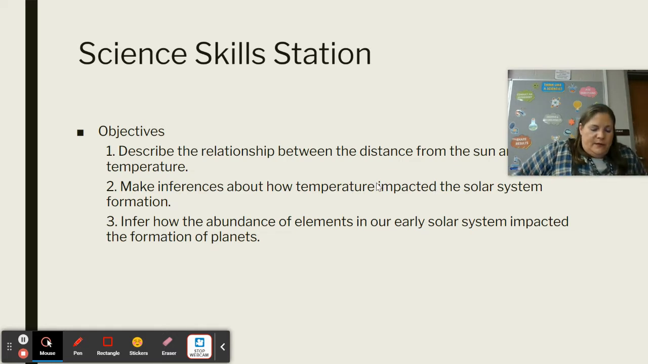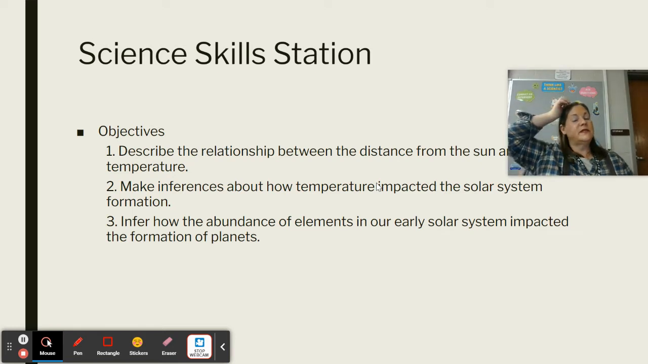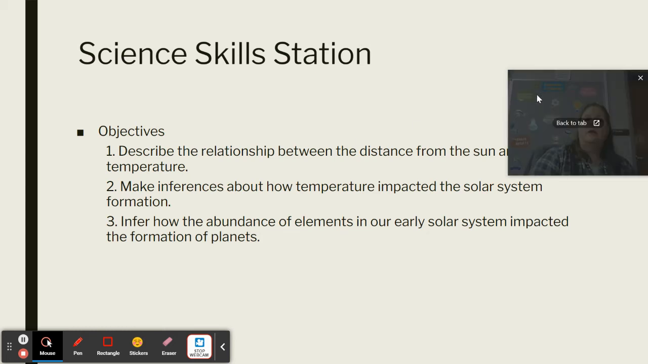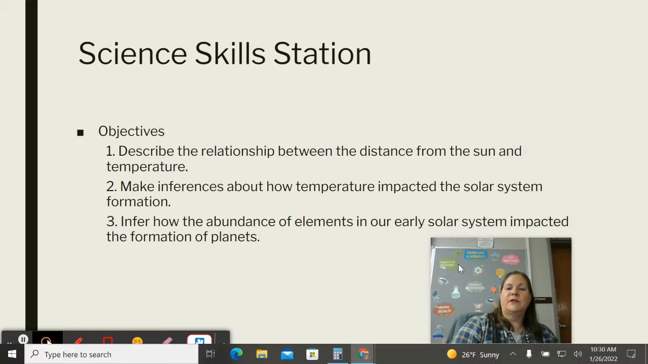So at the science skills station, you will tell me the relationship between the distance from the sun and the planet's temperature, and then make an inference about how temperature impacted solar system formation. If you do not remember what an inference is, it's taking the information that you have and making your best guess about what determined this particular characteristic, and then infer how the abundance of elements in our early solar system impacted the formation of the planets.